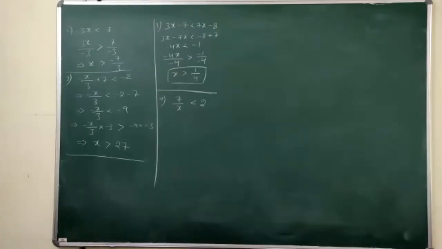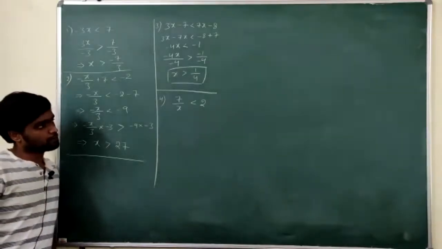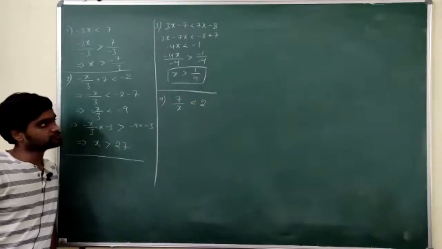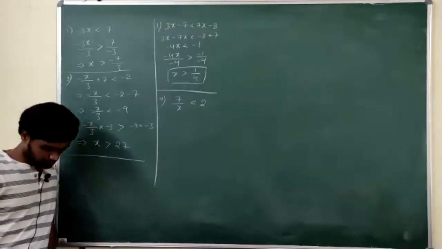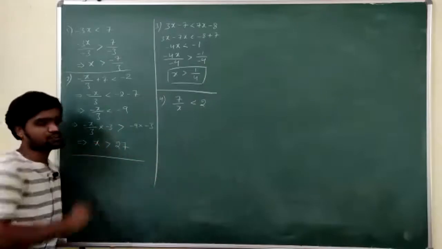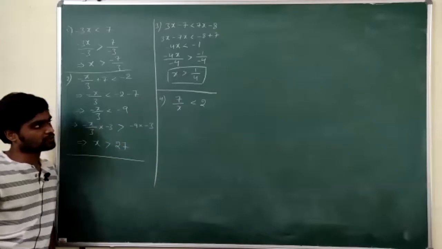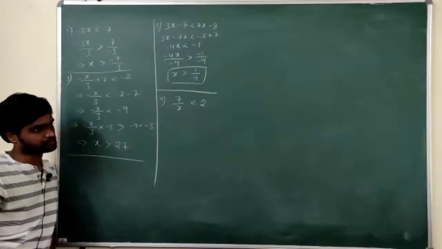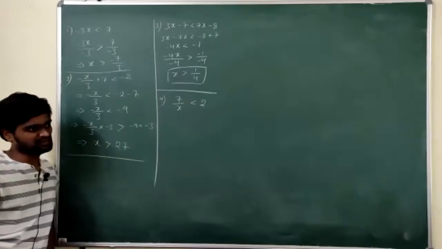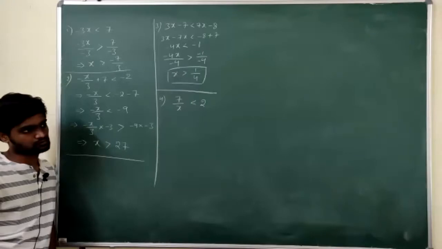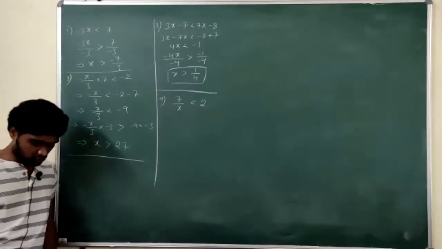Now solve for x. 7 by x is less than 2. How to solve it? Remember yesterday we discussed a similar question. Can you cross multiply with x? Can you cross multiply with x? That is the question.